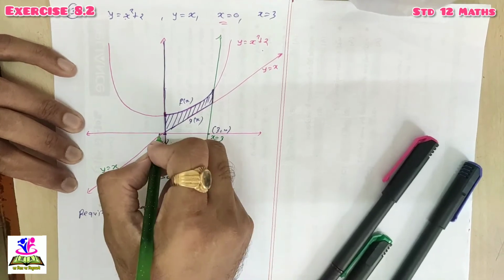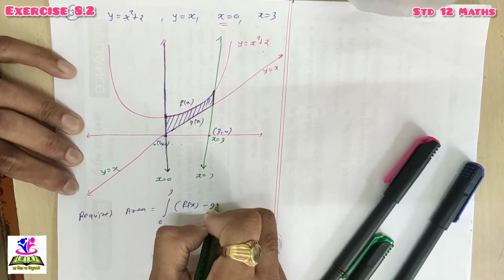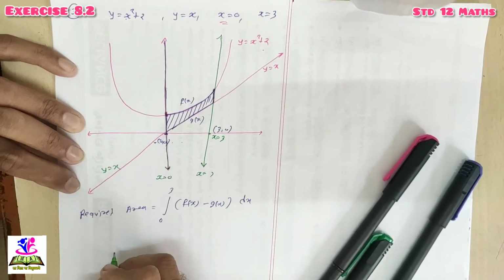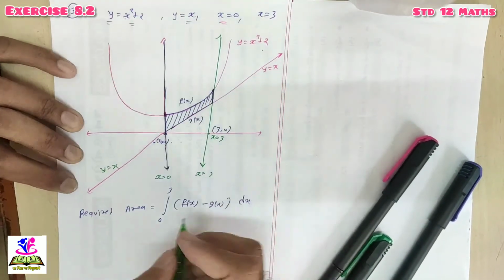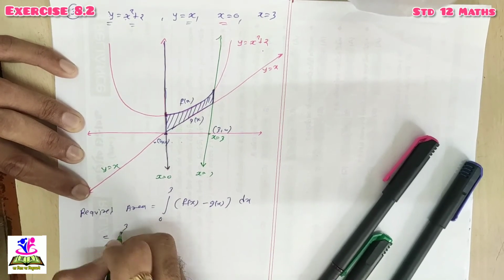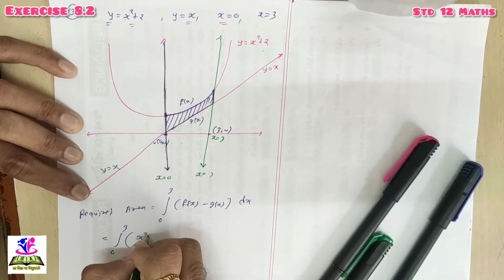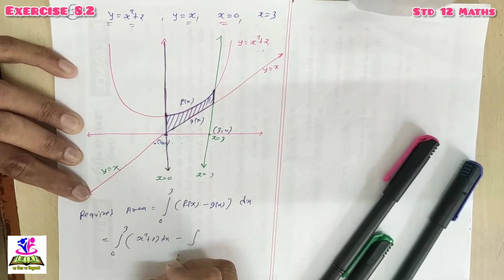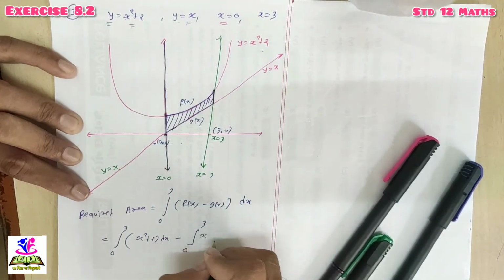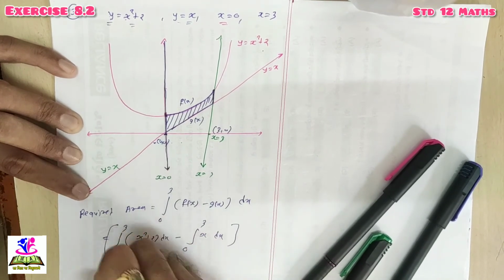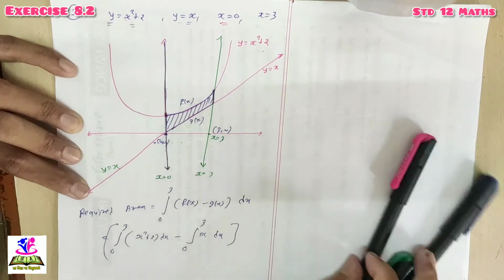So required area is the integration with limits 0 to 3 of f of x minus g of x dx. Both curves are in terms of y. So this is equal to the integration from 0 to 3 of f of x, that is y equal to x square plus 2, so the integration of x square plus 2 dx, minus the integration from 0 to 3 of g of x, y equal to x, it's x dx. Done? Integrate, apply limits, simplify, you will get the answer. There is time, so let's do it.